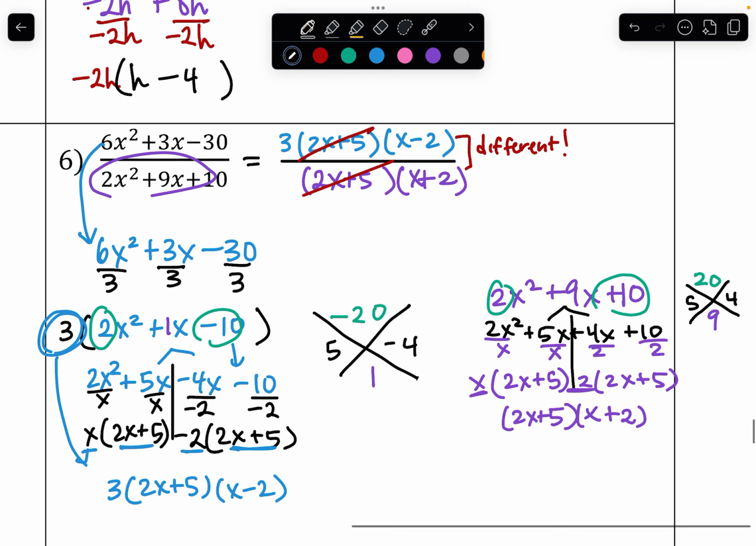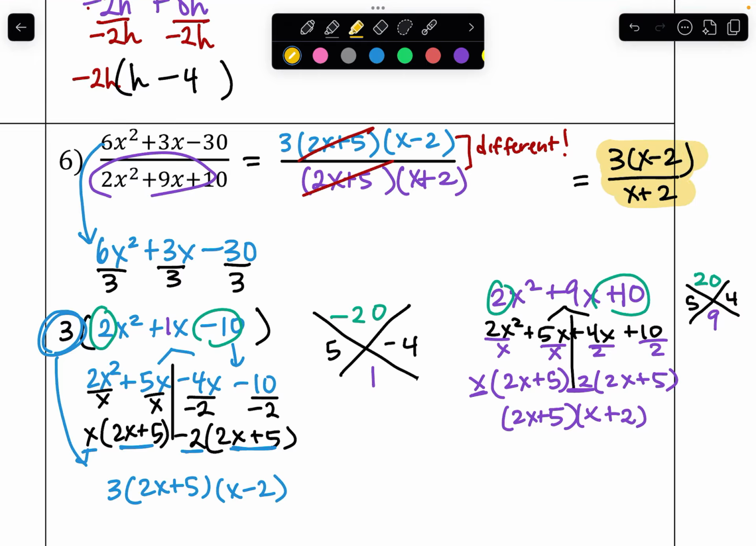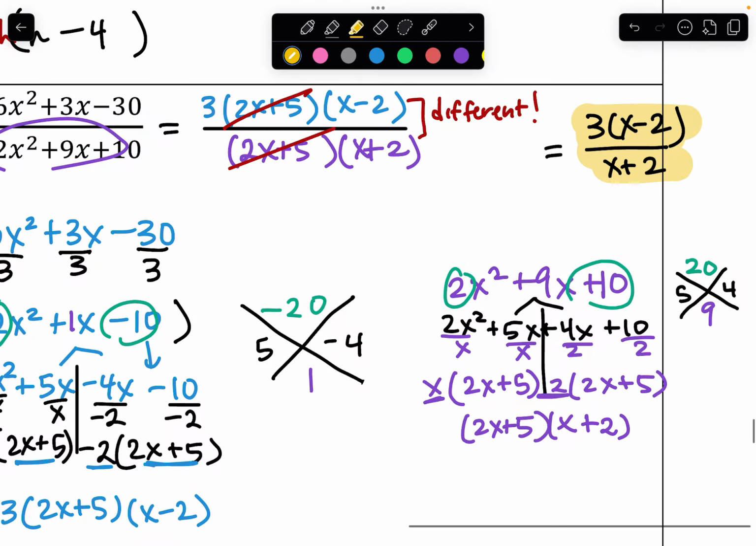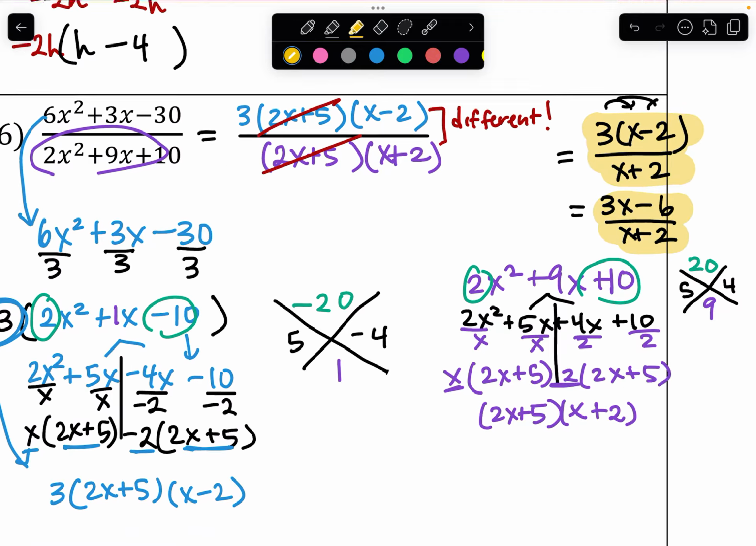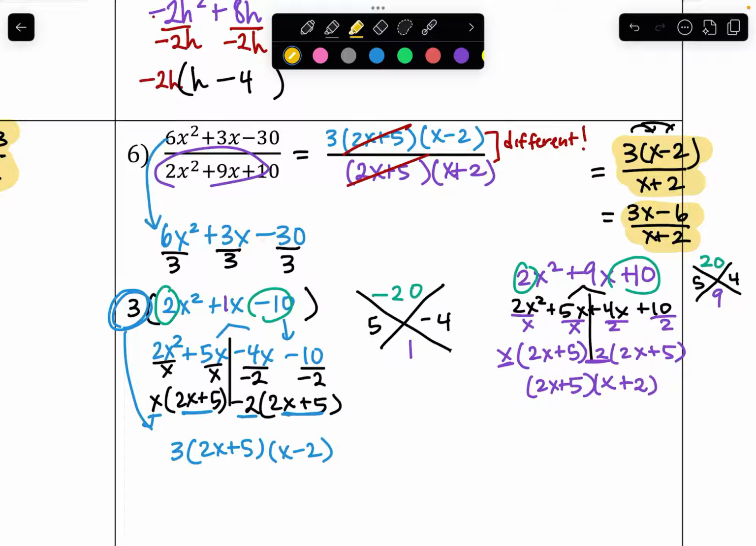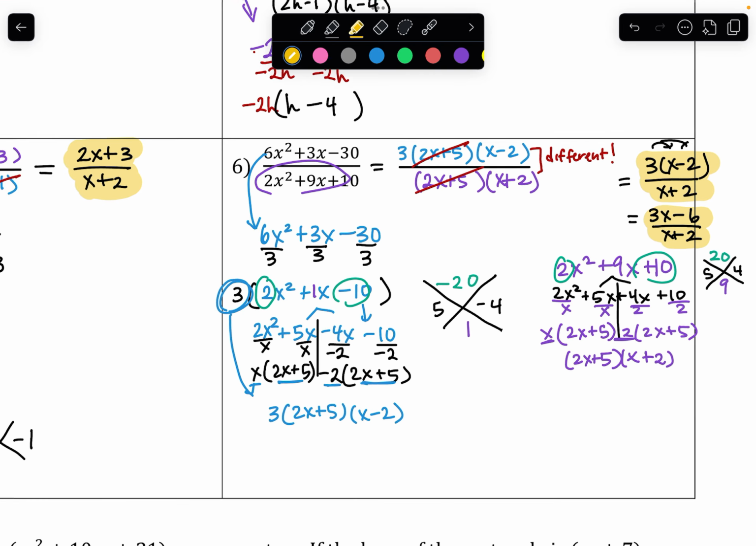And so for our final answer, we are left with the 3 and the x minus 2 on top, and then we have the x plus 2 on bottom. And so when you write your final answer, you can leave it just like that, but on a multiple choice test, they may go ahead and distribute that 3 back in to those parentheses. And so this would be an equivalent answer that is also acceptable. Both wouldn't be choices unless they were allowing for multiple correct answers.